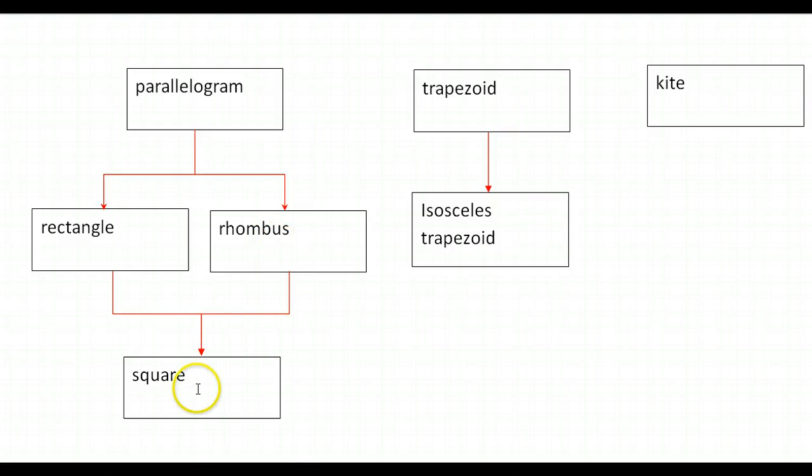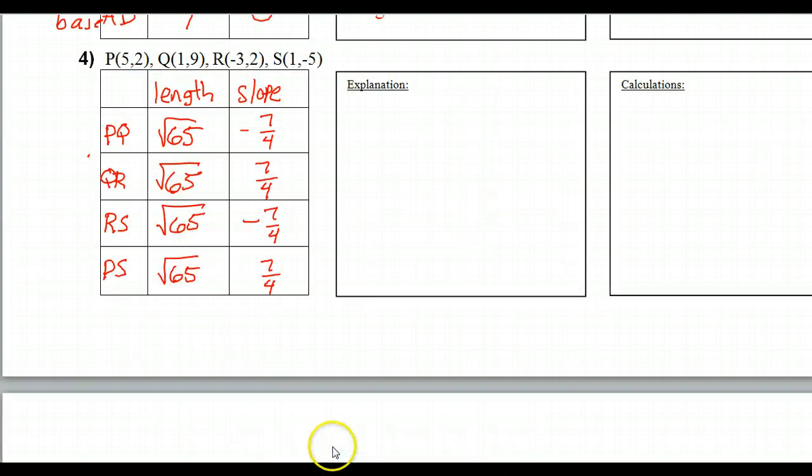Now we ask ourselves, is it a square? Well, if it were a square, then these sides would be perpendicular. And these slopes, if they're perpendicular, would be opposite sign and reciprocal. Since they're not, we can conclude that this is not a square. Okay, so it's not a square, but it is a rhombus. But that's as far as we got. So here comes the explanation.